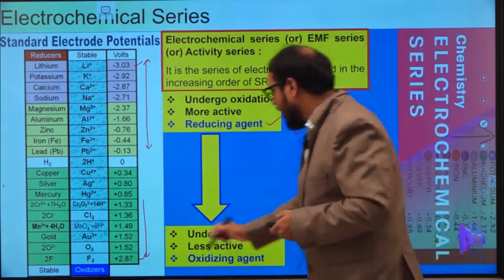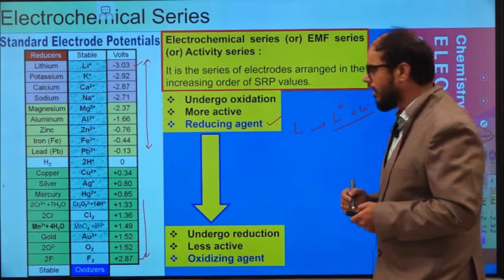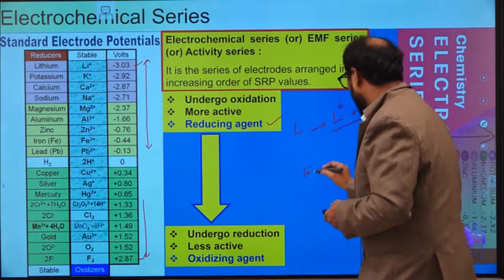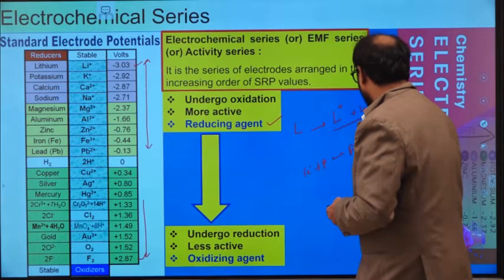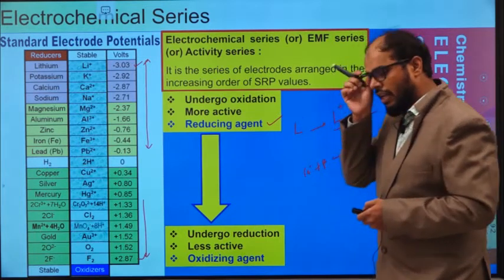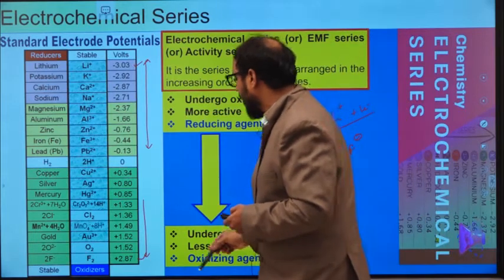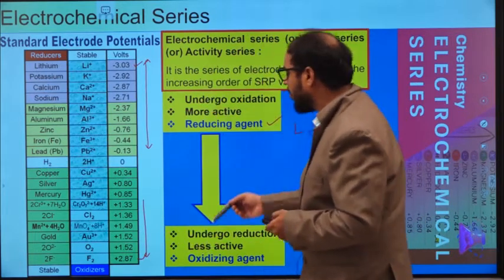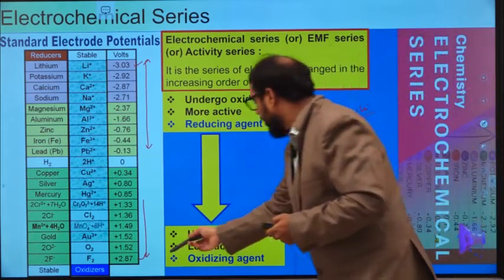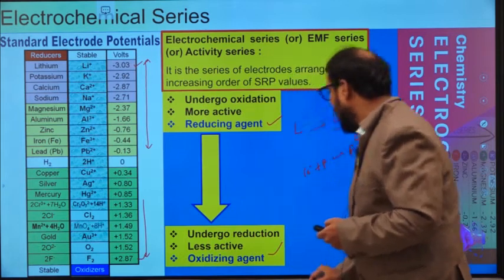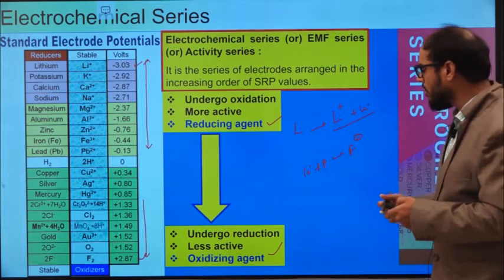And we have the other case, fluorine. Fluorine requires only one electron to complete its octet. This one electron is required by fluorine to form F minus. So we can see here the electropositive elements are on the top of the electrochemical series, and the electronegative elements are at the bottom. The elements which are at the bottom are good oxidizing agents. That means they oxidize others and itself undergoes reduction.